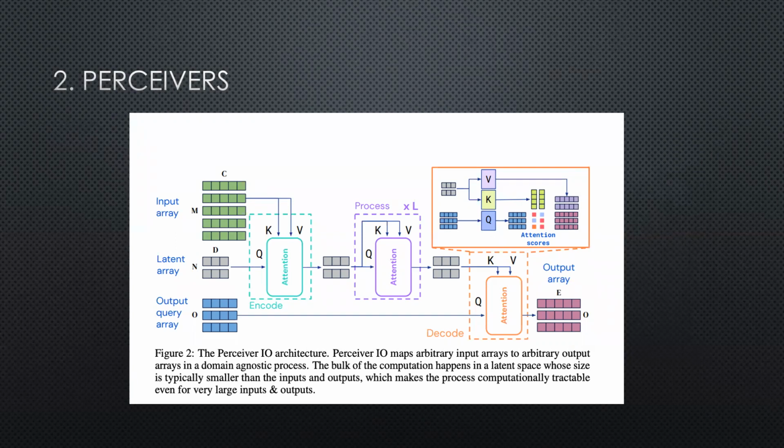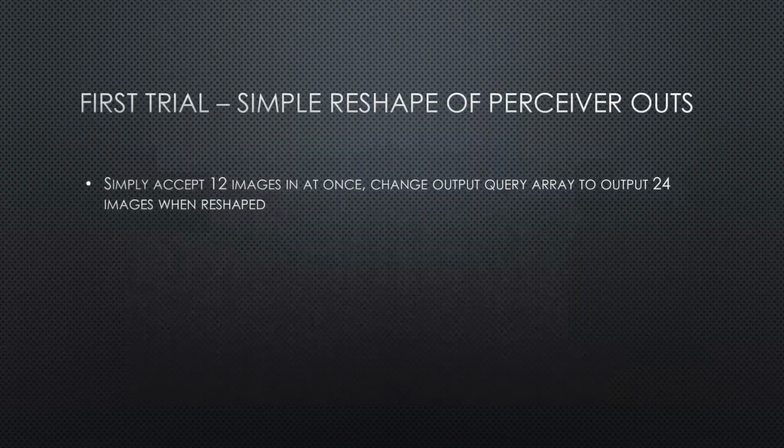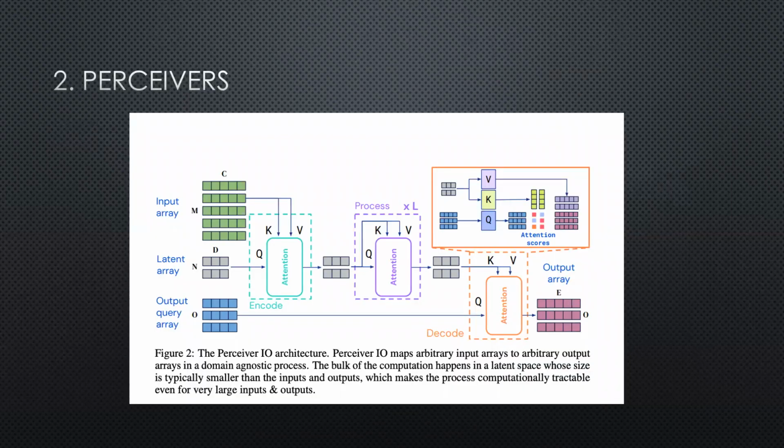So I was like, okay, this is great. It's an architecture based on global attention. The whole concept is attention, and it can take in whatever input you want and output whatever you want. So I figured I might as well just input all the images at once. See this? There's something called the output query array, which essentially tells the network what size of output you want from the model.